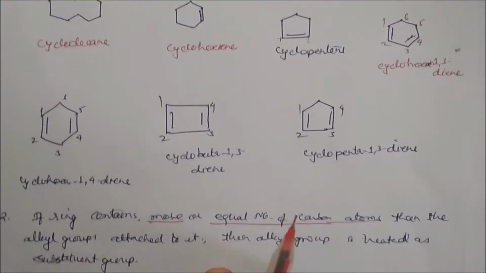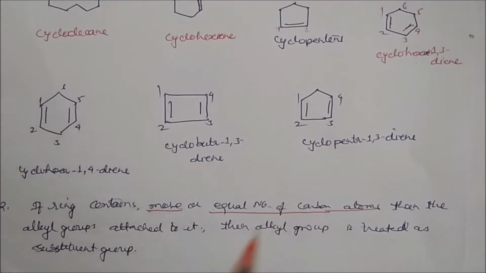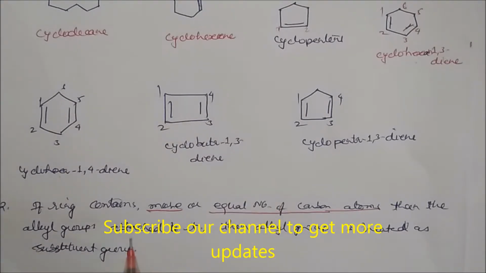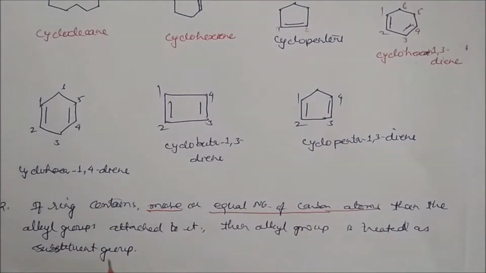Now we have the second rule: if the ring contains more or an equal number of carbon atoms, then the alkyl groups attached to it are treated as substituents. So now we are attaching the ring with alkyl groups. If the number of carbons in the ring is more or the same, then the alkyl group is treated as a substituent. Remember, if the number of carbons in the alkyl group is the same or less than the ring, then the alkyl group is always treated as a substituent.